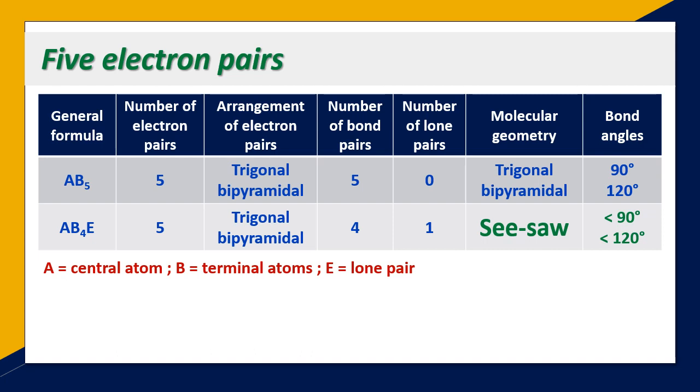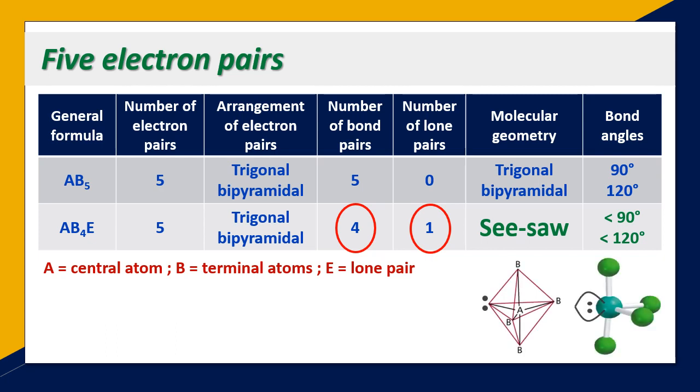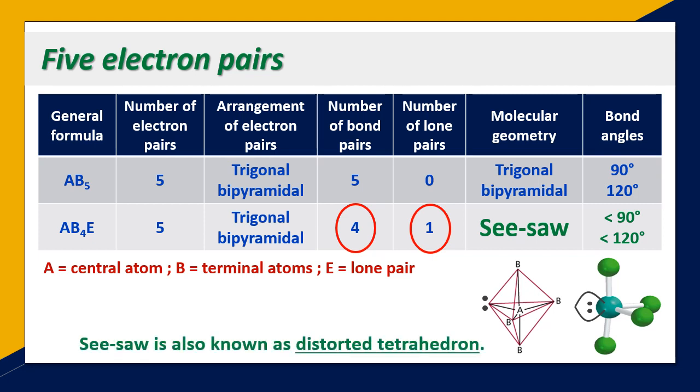For a central atom of a molecule with 5 electron pairs, whereas 4 of the electron pairs are bonding pairs and 1 lone pair, it will produce a molecular geometry of a seesaw. The bond angles produced are less than 90 degrees and less than 120 degrees. The seesaw is also known as a distorted tetrahedron.